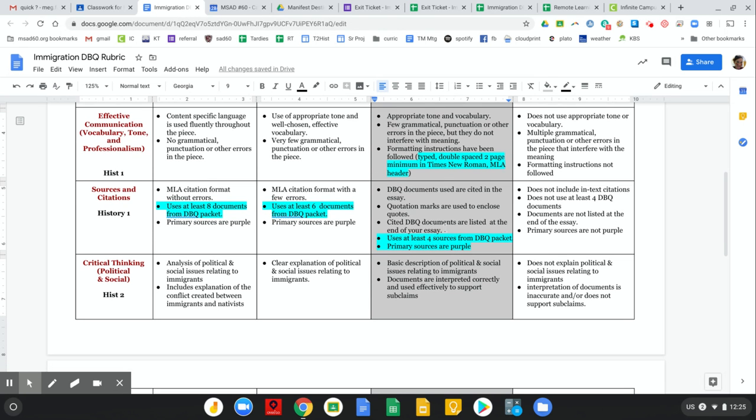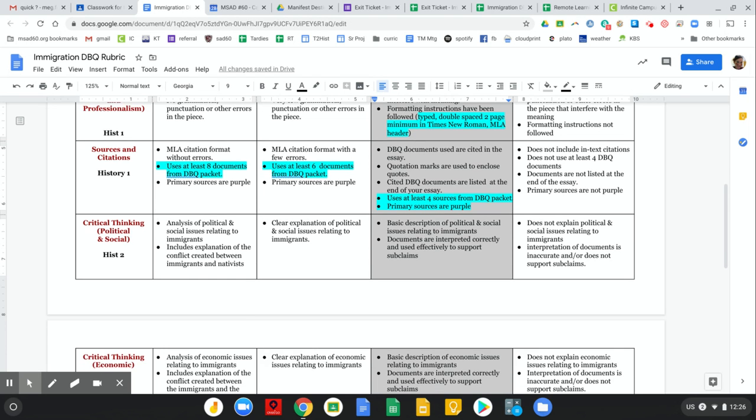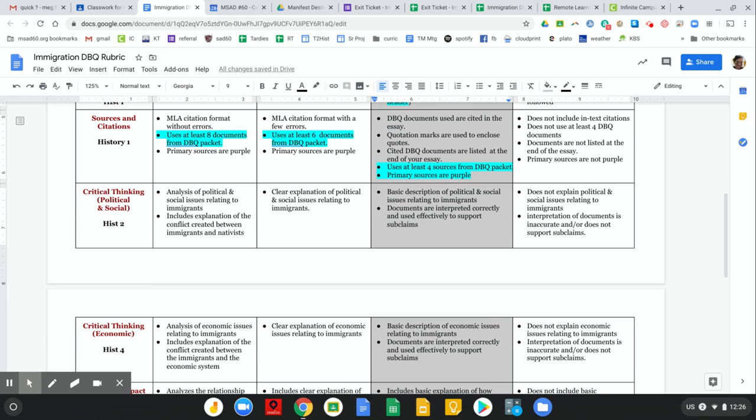Any cited DBQ documents are listed at the end of your essay, and you use at least 4 sources from the DBQ packet. And you'll notice that some of these things are highlighted. That's because I wanted to make sure you guys paid attention to them. So use at least 4 sources from the DBQ packet, and any primary sources cited at the end should be purple.